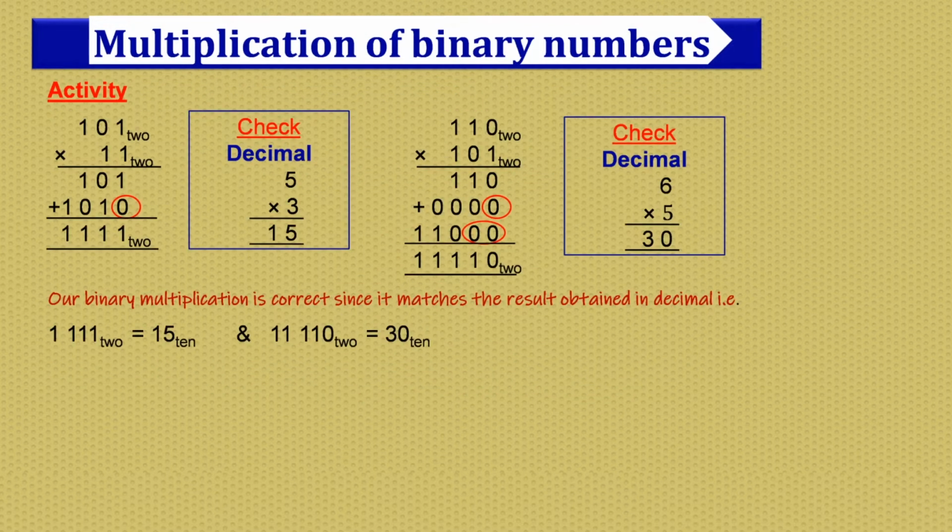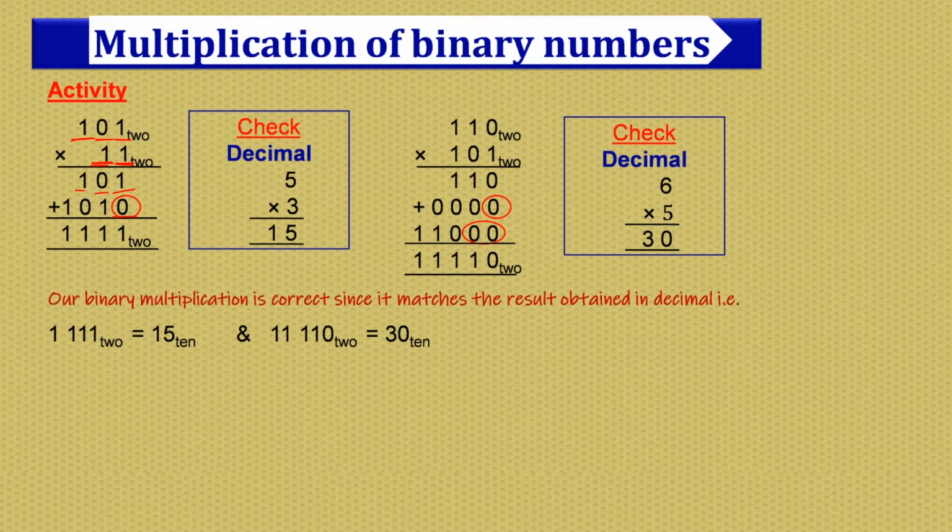Now, here we have an activity. We are expected to multiply two binary numbers, 101 and 11. To do that, we will start by multiplying with the first digit. So 1 multiplied by 1 gives us 1. 1 multiplied by 0 gives us 0. 1 multiplied by 1 gives us 1. Now we go on to the next digit. But before we do that, we have to write a 0 here to block this first position because we are moving to the next place value.